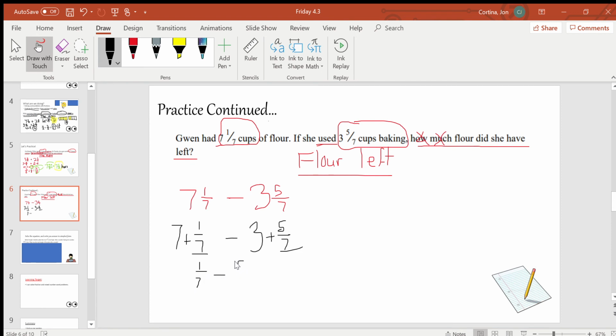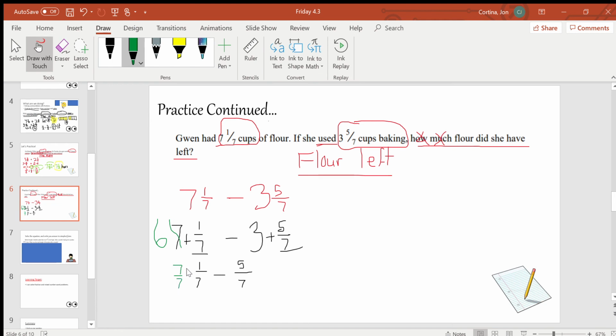minus 5/7. What do you notice about this subtraction problem? That's right, 1 is smaller than 5, so we can't subtract 1 minus 5. So we need to come up to our whole number that we broke up, and we're going to borrow a whole from here. We're going to turn it into 6, just like normal subtraction. We're going to turn that whole we borrowed into a fraction.